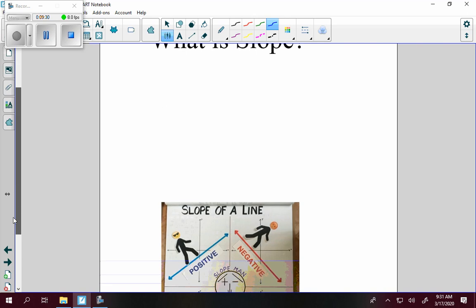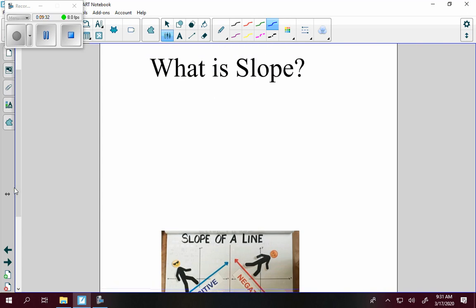Let's talk about slope. Ooh, let's talk about slope. What do we know about slope? Well, we know that slope is rate of change.